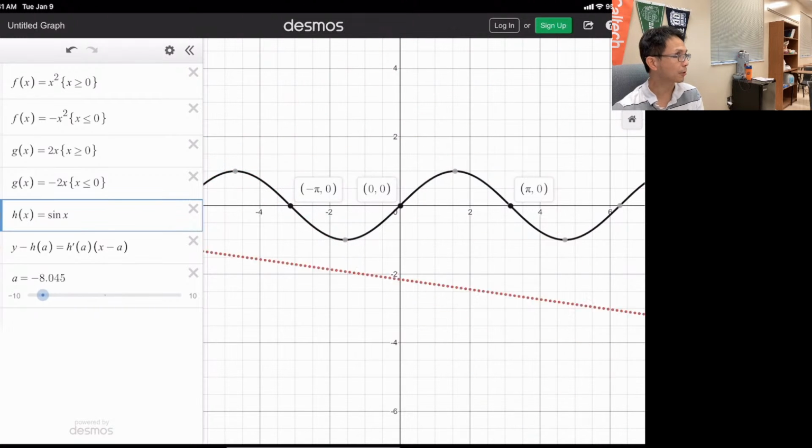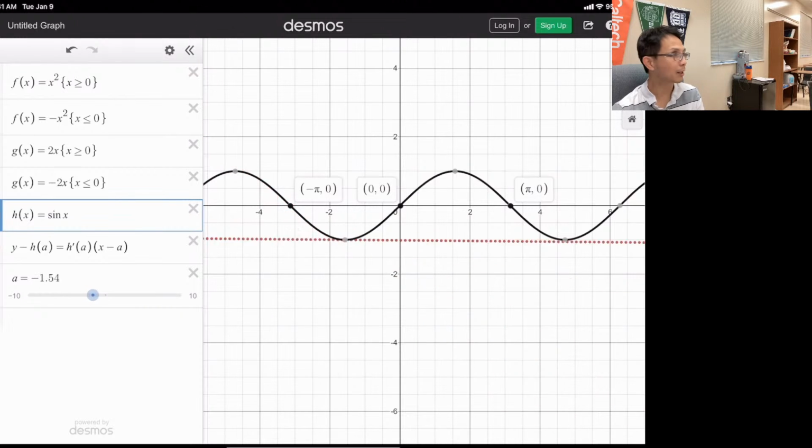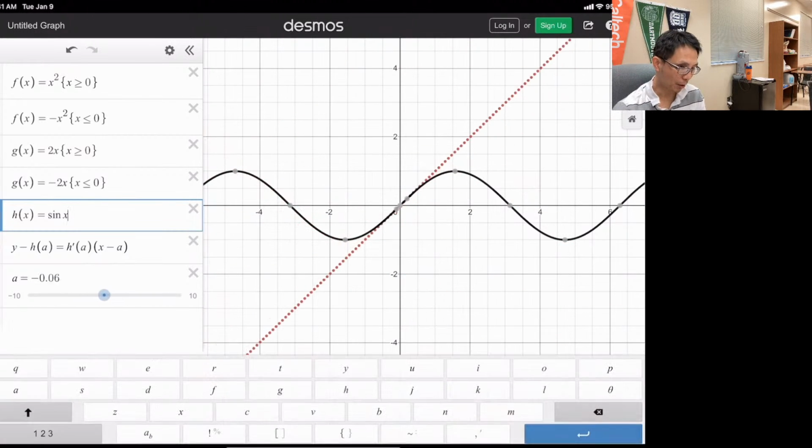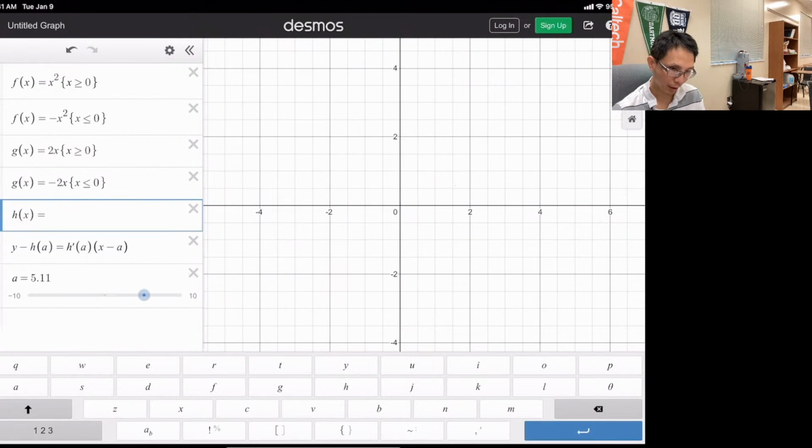And I basically just use the equation of the tangent line, y minus y1, which is y minus h of a, where a is some type of value, we don't know, equal to h prime of a times x minus a. That looks like y minus y1 equal to m times x minus x1. So I can change the function. I'm going to show you the function. Let's say the cosecant of x graph.